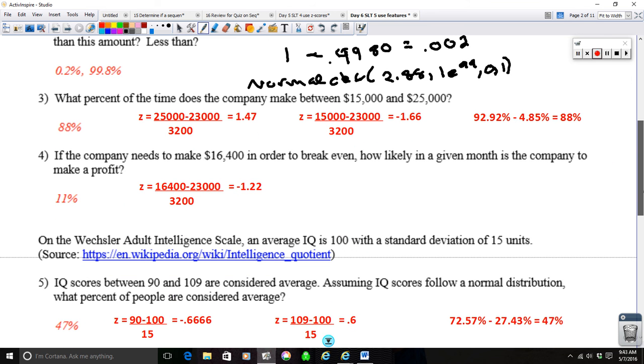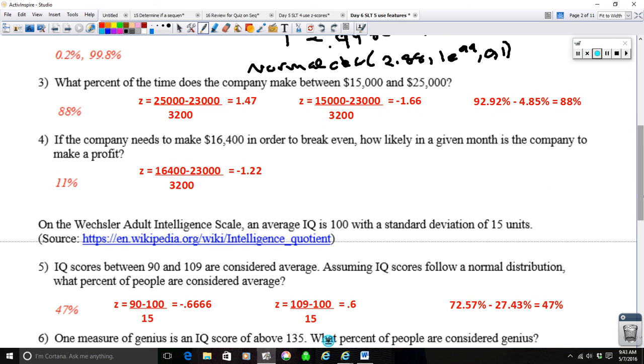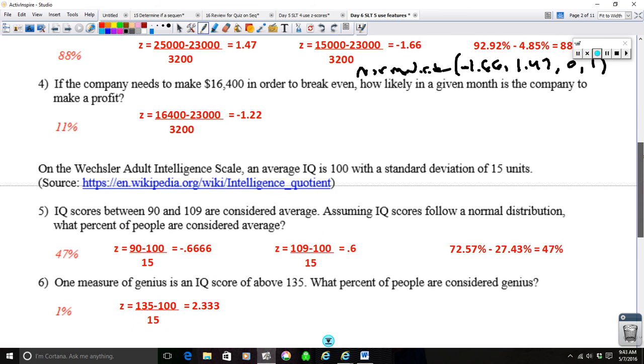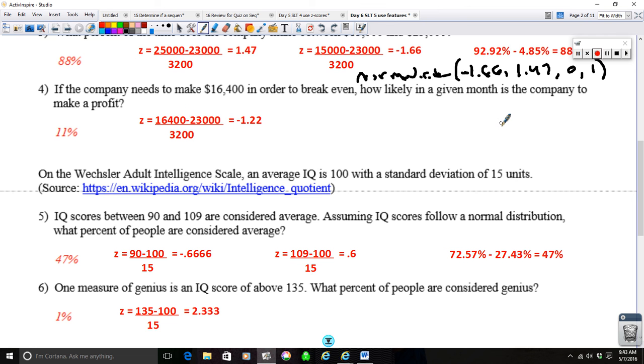Notice for 3 and 4, you're calculating z-scores first, and then you are going to find the percentages. So you can go directly in the calculator for normal CDF. For minimum is negative 1.66, maximum is 1.47, comma 0, comma 1. Or you look up those percentages in the chart and subtract them because you're trying to find in between. For 11, find the z-score of negative 1.22. So anything greater than that is going to be, if a company needs to break even, how likely is it the company to make a profit?